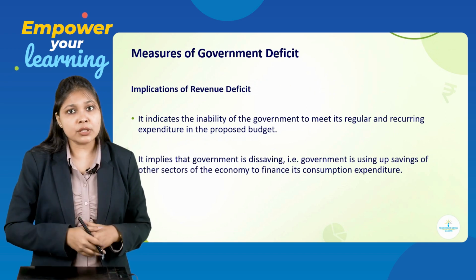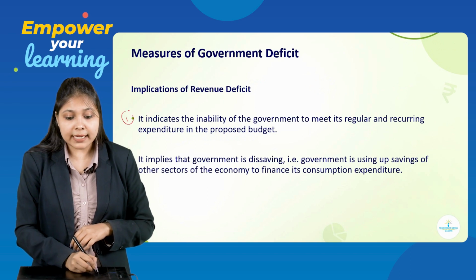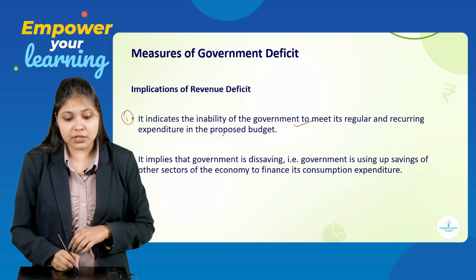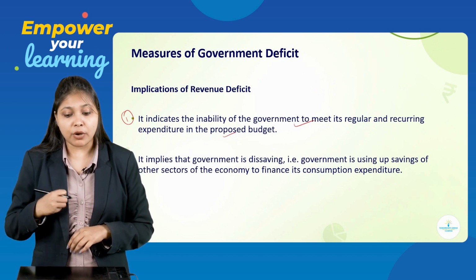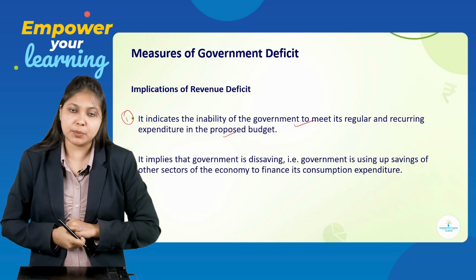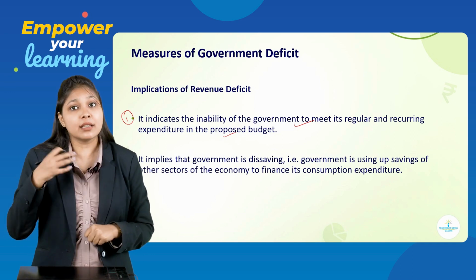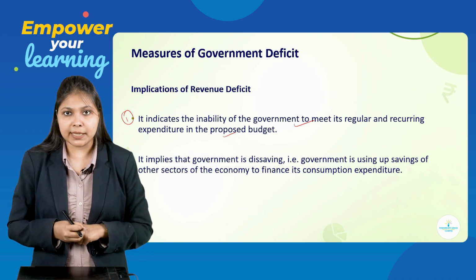What are the implications of revenue deficit now? There are different implications. First, it indicates the inability of the government to meet its regular and recurring expenditure in the proposed budget. That means the government is unable to meet its expenses with a given amount of income. That is the first implication.